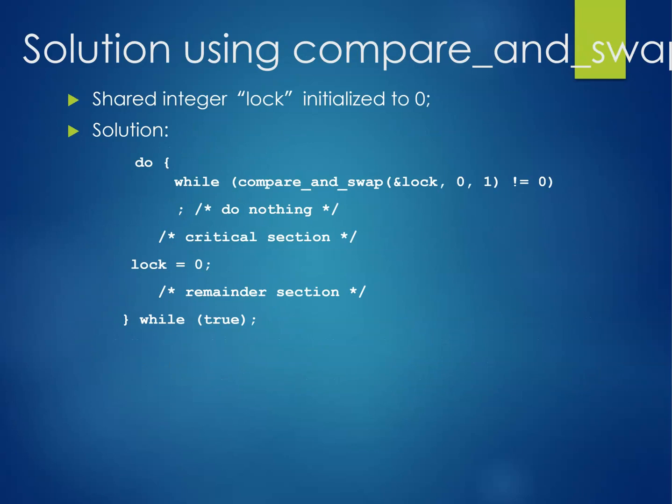The shared integer lock is initialized to 0. And while we're waiting for the lock to become available by comparing and swapping it when necessary, we do nothing. And then we do our critical section and then reset the lock.